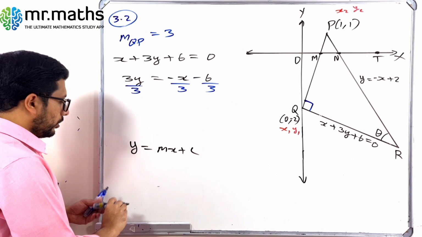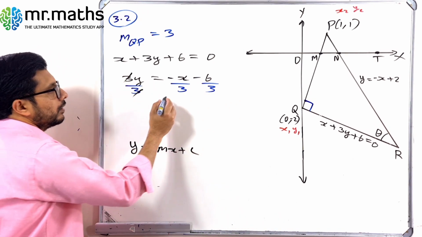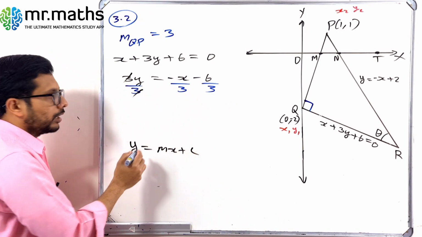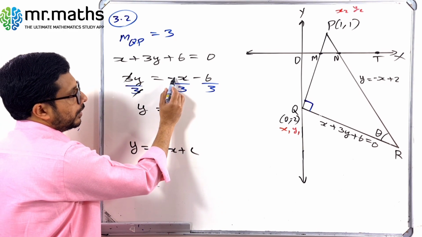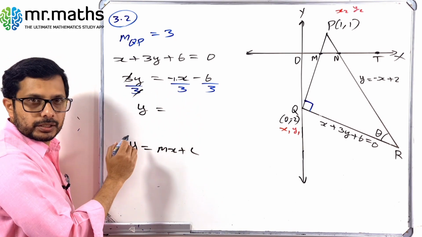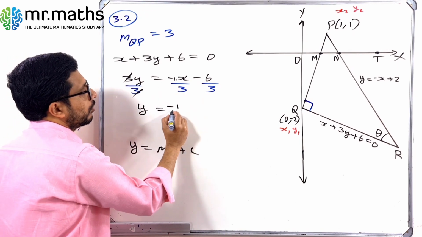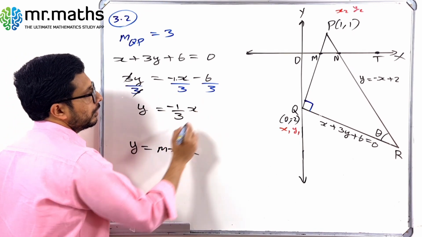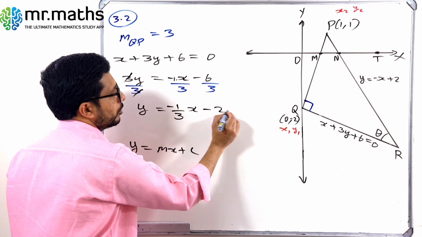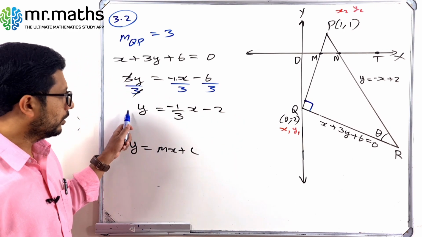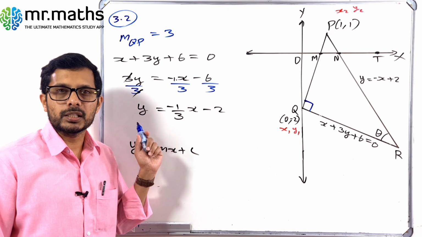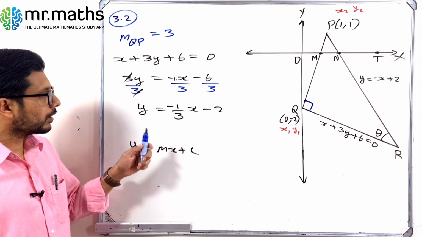So now these 3 and these 3 cancel. This is minus 1 over 3. So y is equal to minus x, meaning minus 1 times x, so it is minus 1 over 3 x. Then 6 by 3 is 2, minus 2. So now this equation is in standard form. So here, what is the value of m?